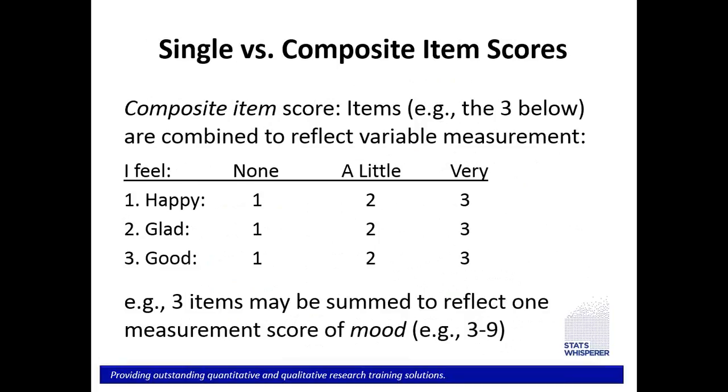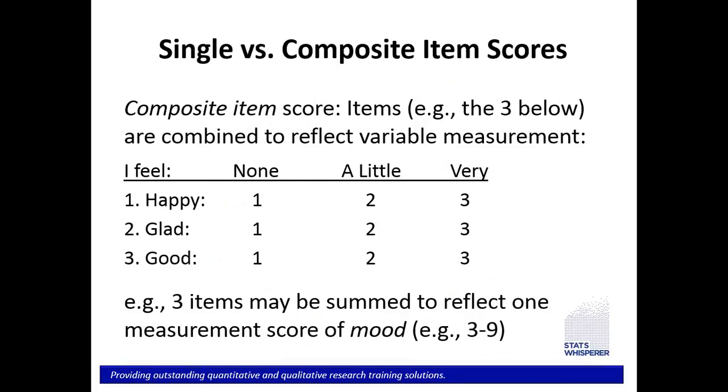So number 1, I feel happy, number 2, glad, number 3, good, right? And then each rated on a 1 to 3 scale. So through combining these items, we can have multiple dimensions of the construct mood in our measurement, right, which is ideal.